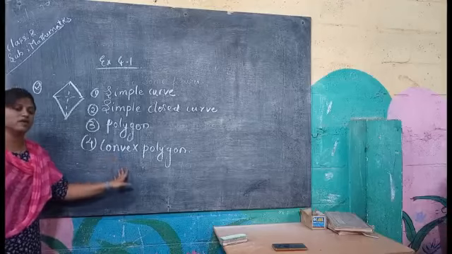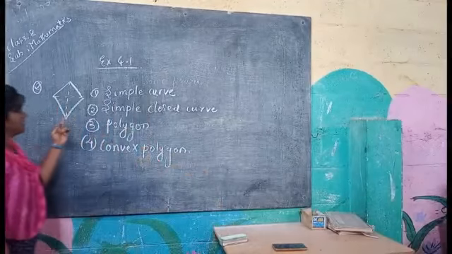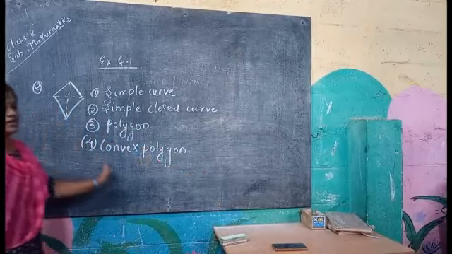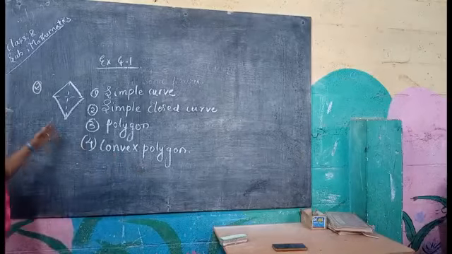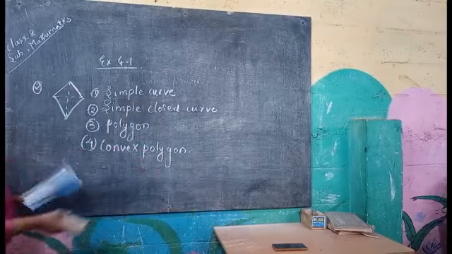Concave and convex, don't get confused, because we only look at the diagonals. When the diagonals are inside, we say it is convex. When the diagonals are outside, we say it is concave. Okay? Now the third picture.